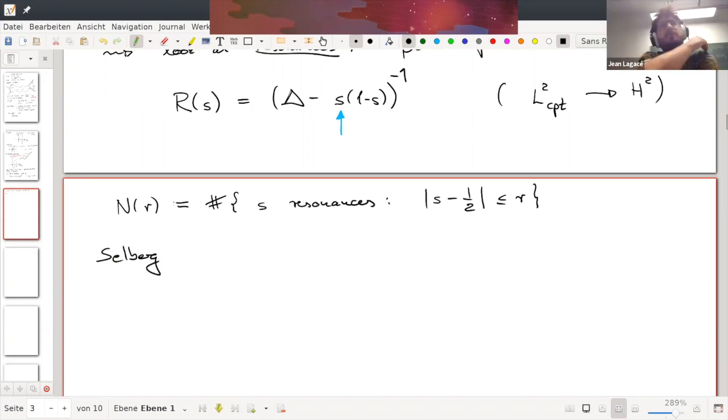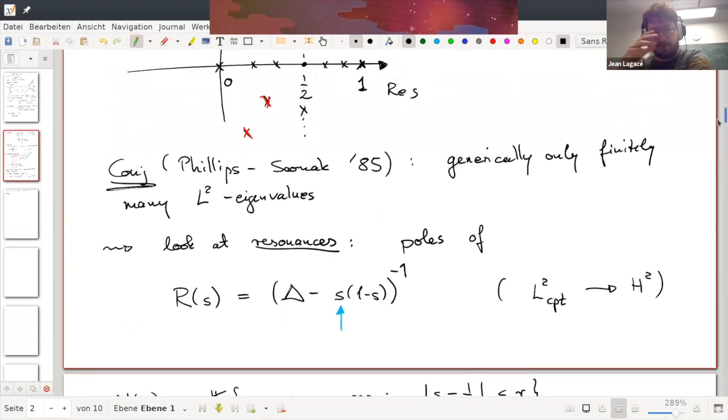May I ask a question? Sure. So I was wondering about this genericity assumption in the conjecture. Do we know examples which are not generic where we would have infinitely many of these L2 eigenvalues? No, and this is an interesting thing about this conjecture. Whenever we know something about the surface, it always satisfies the Weyl law. So there is not a single known example where we know that we do not have a Weyl law.